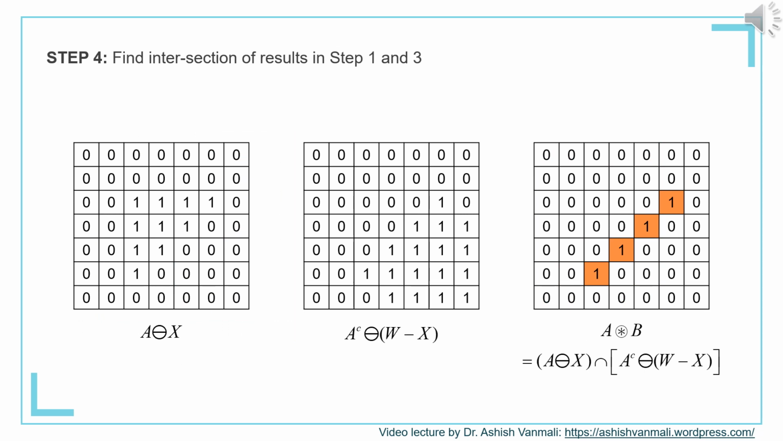Now the final step is to find the intersection of results in step 1 and step 3. That means we are going to find the intersection of A erode with X and the result obtained after A complement erode with W minus X. The first figure shows the result of A erode with X. The second figure shows the result of A complement eroded by W minus X. And the third shows their intersection, and that is nothing but our hit or miss transform output.